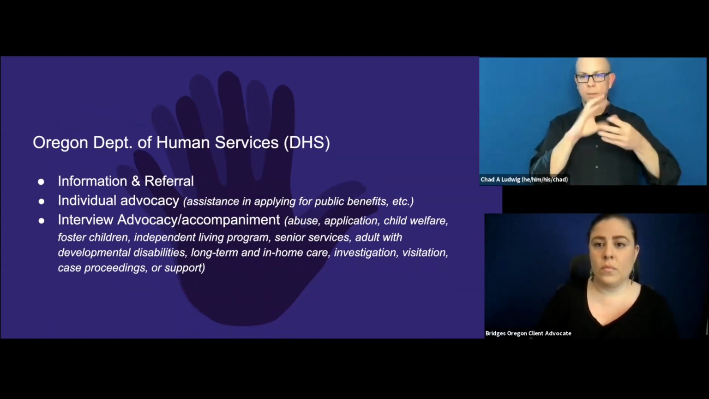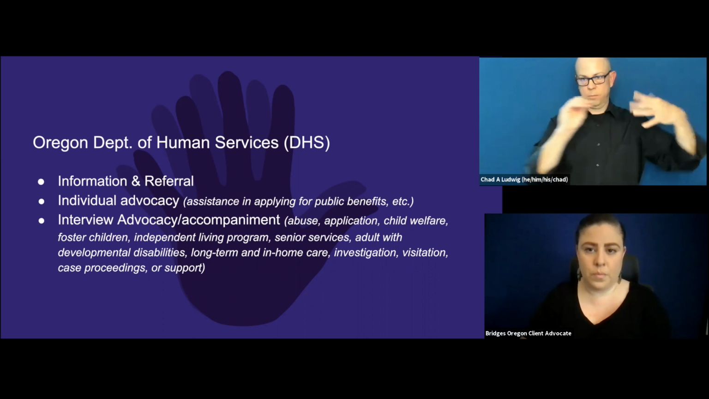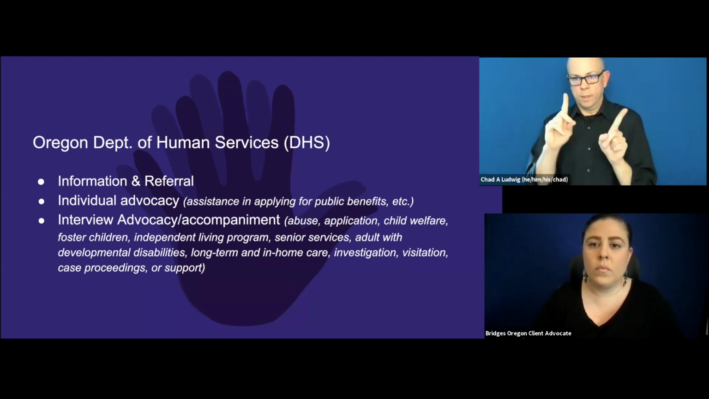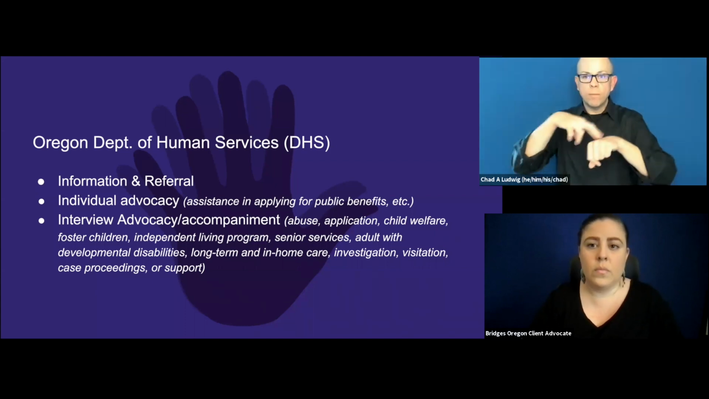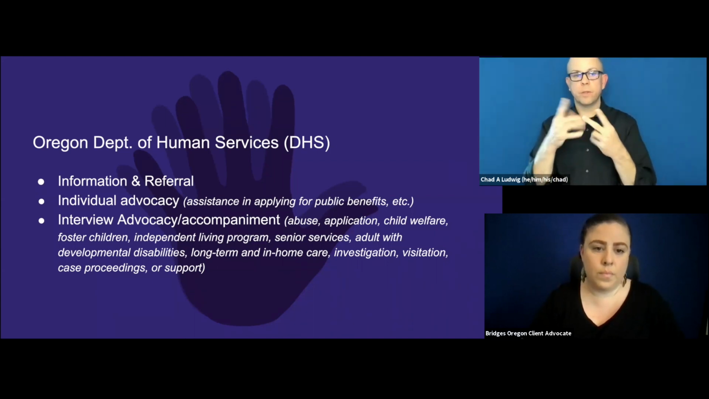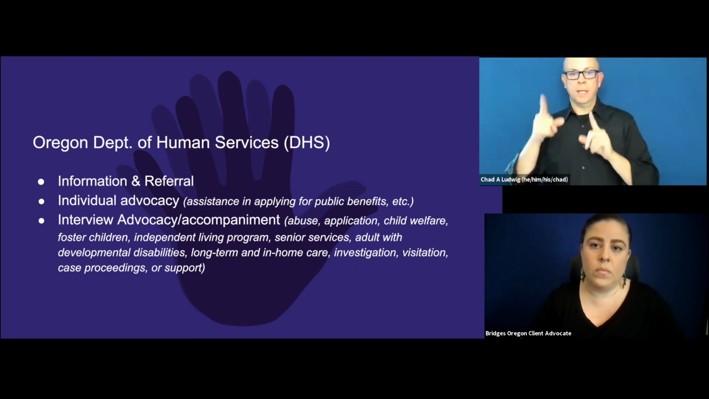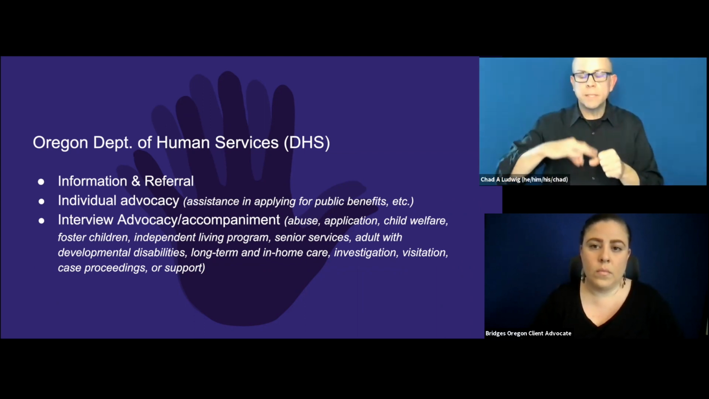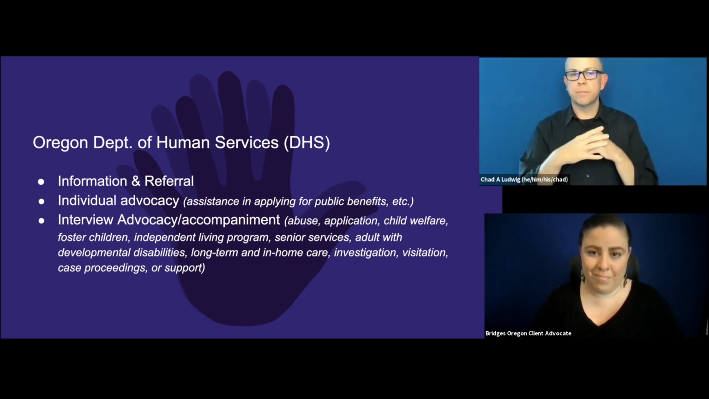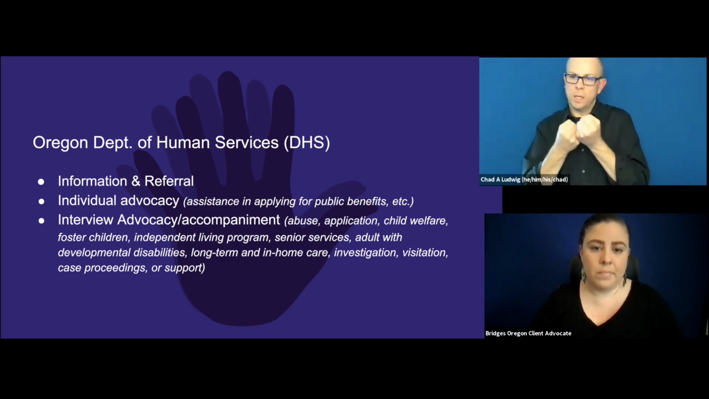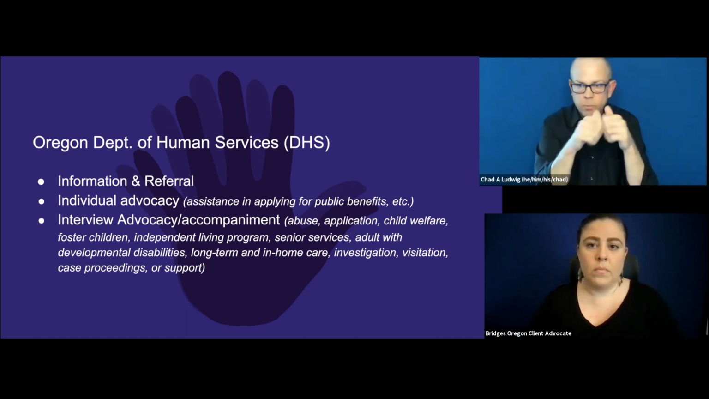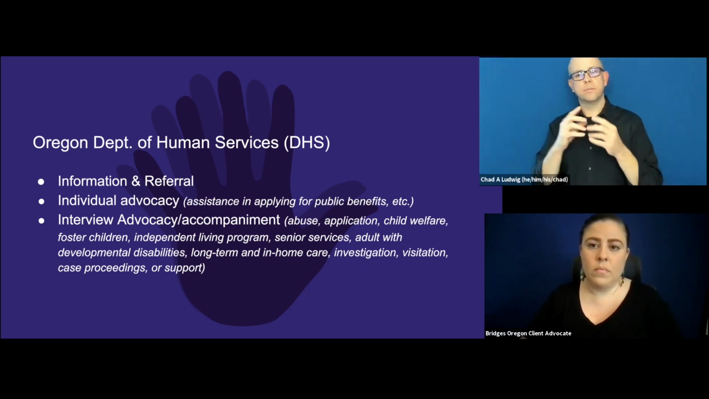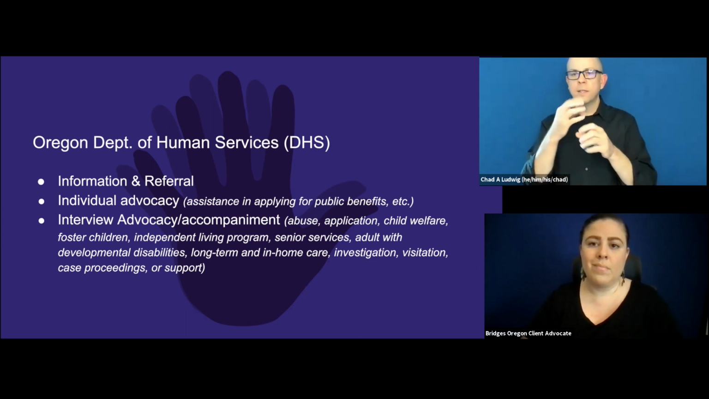So the Oregon Department of Human Services, as Sammy mentioned, talked about a variety of different things that they are able to provide. Information and referral is one of the things. If a client needs to apply for something or get benefits of some sort, for example, food stamps, insurance, those sorts of things, we can advocate with that individual to parse out what they need and get that set up for them.